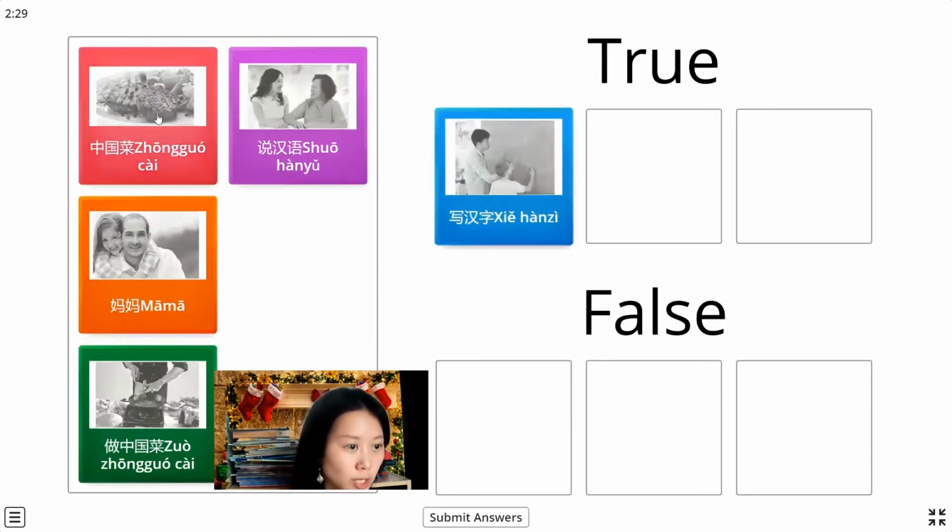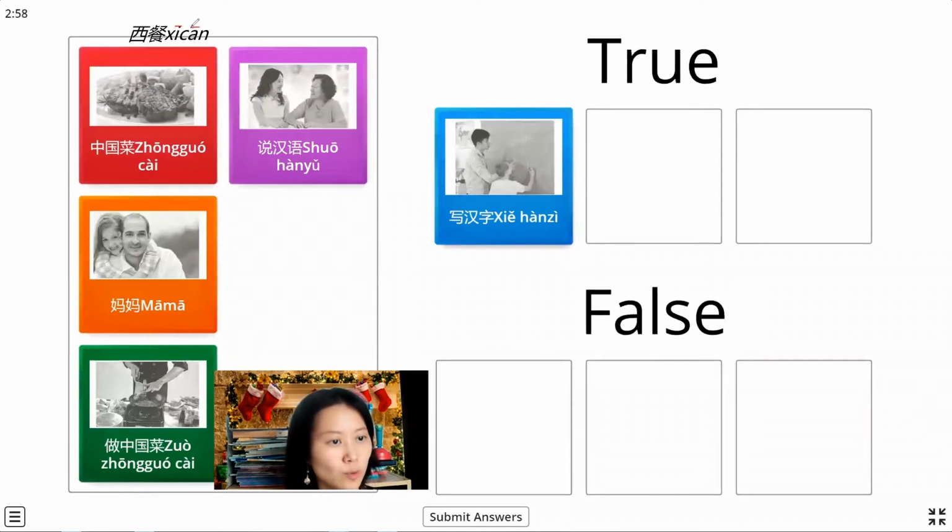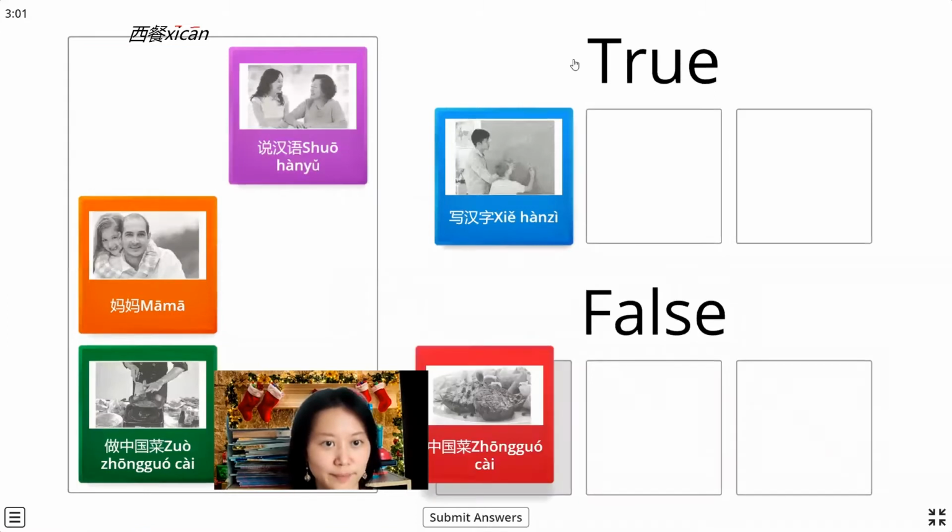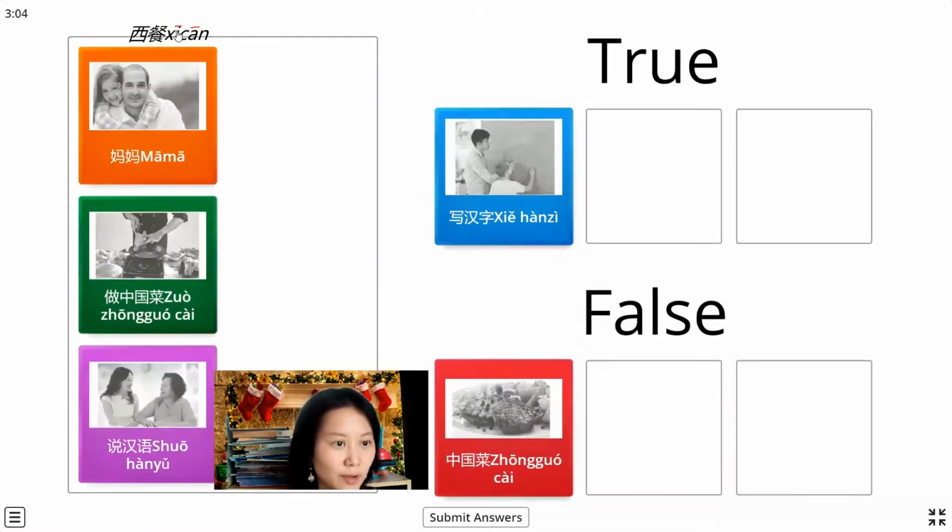Next one, we check this one. This one has beef, and beef is always Western food. This one is 中国菜. 中国菜 is Chinese food. And this one is beef. We always say Western food, 西餐. 西餐 means Western food. So 中国菜, no. This is false. It's 西餐.